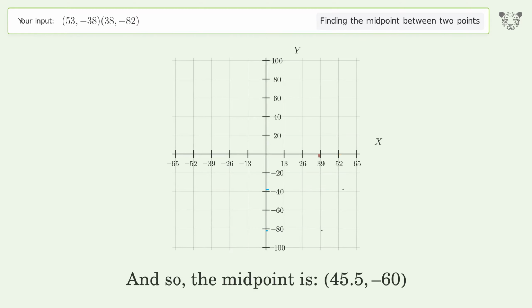And so, the midpoint is 45.5, negative 60.